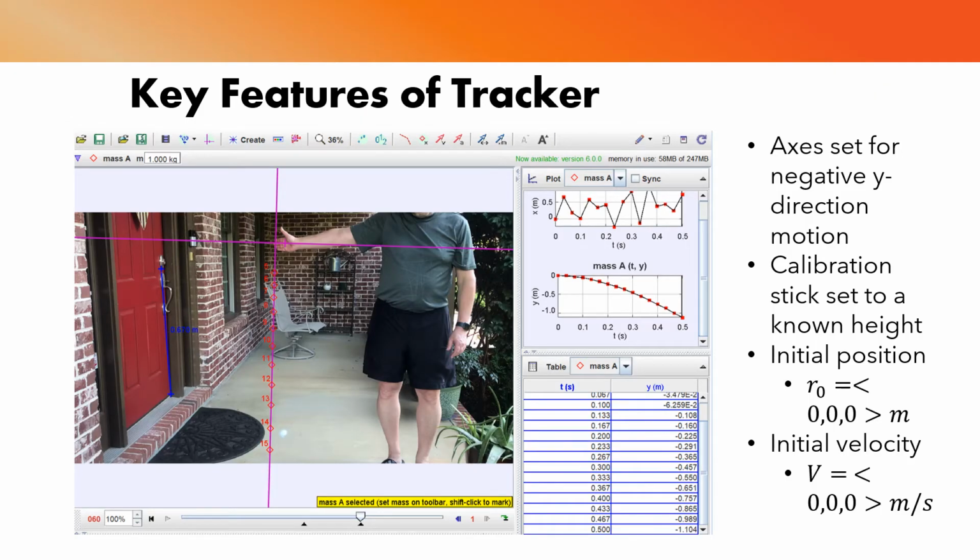I oriented the axes for the ball moving in the negative y direction by placing the origin on the object's initial position. The video is slightly skewed, so I rotated my axes to accommodate. The calibration stick is set to a known height.